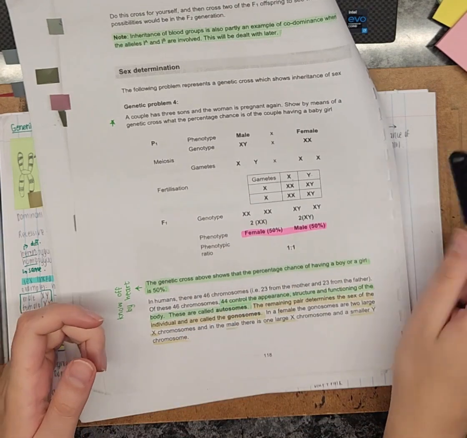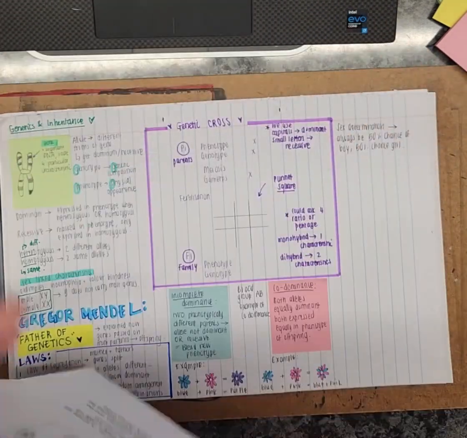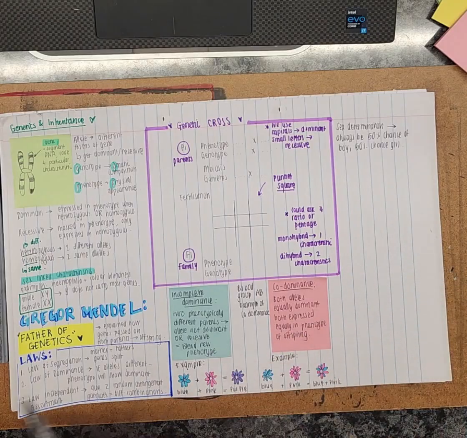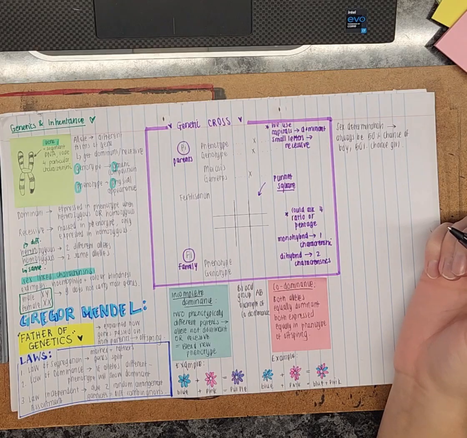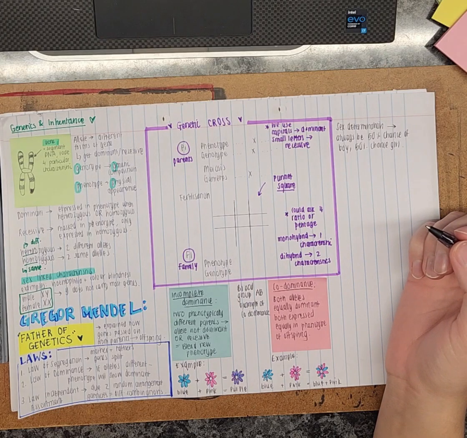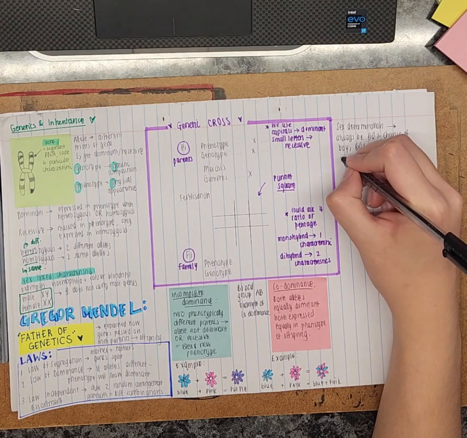That's why you can't predict whether you're going to have a boy or girl as a child. There's always a 50-50 chance, like biologically.